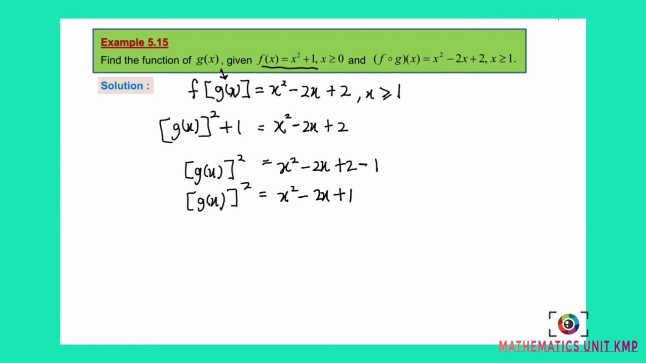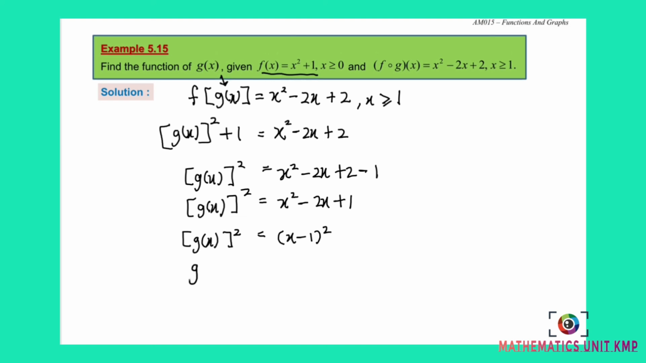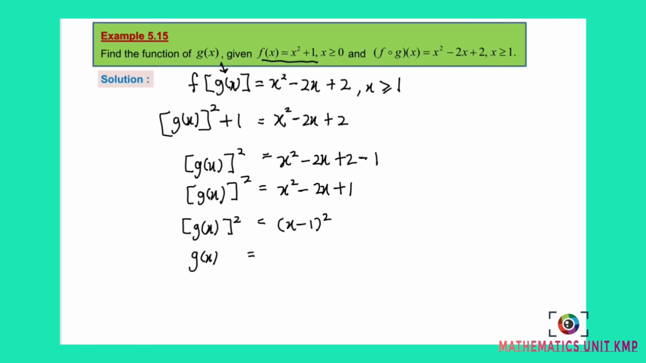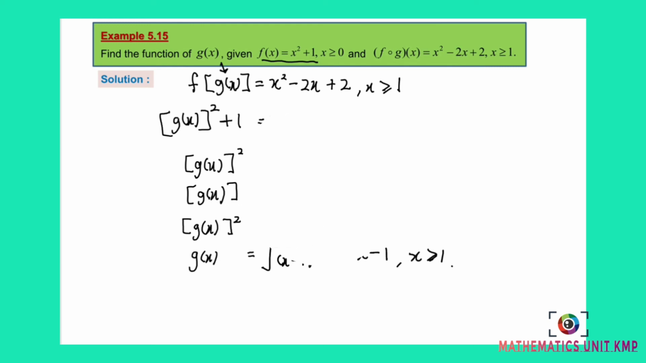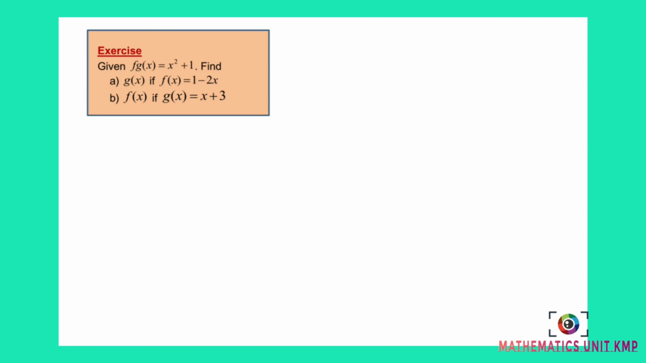Then you have learned in chapter 1, you can factorize this quadratic equation into (x minus 1) squared. Okay, and then since to get the g(x) only, so the square root of (x minus 1) squared, which is x minus 1, given that x must always be greater or equal to 1. Do you understand? Alright, now the exercise, they give you the composite function and they ask you to find each of the single function. Okay.